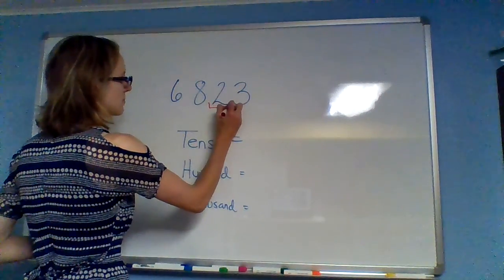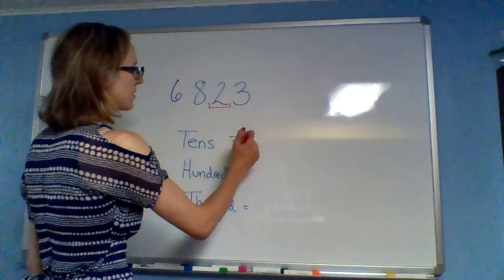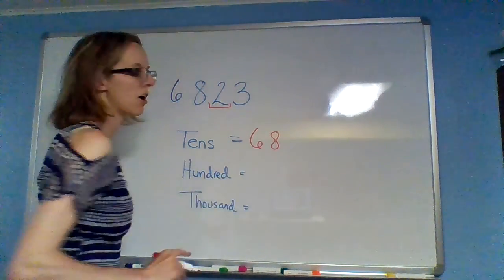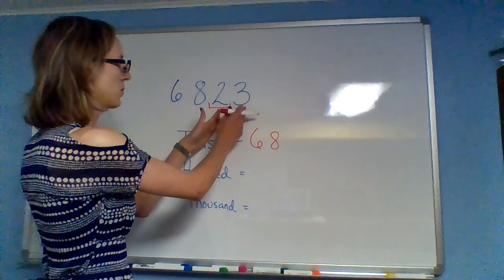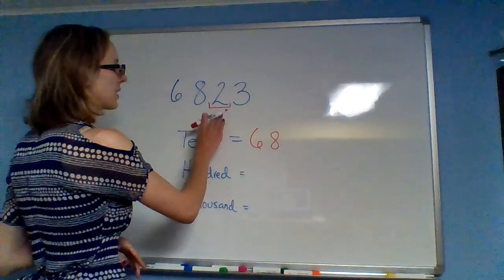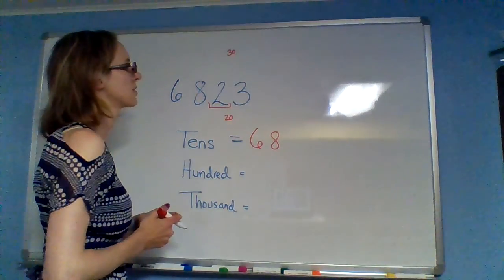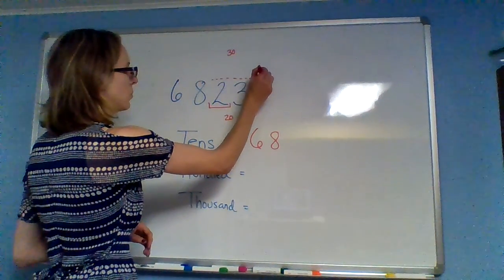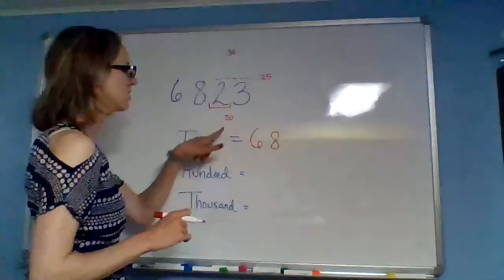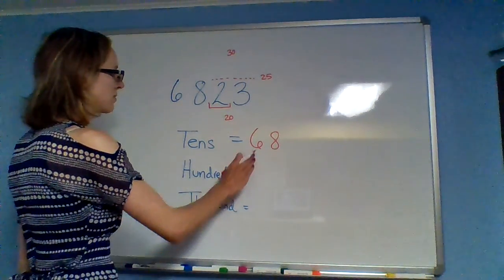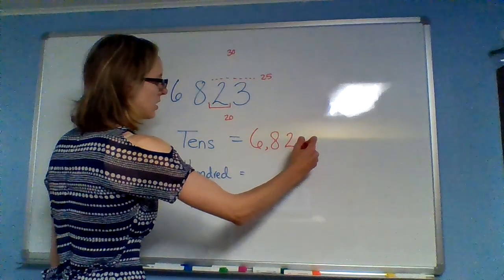When I'm looking at the 10 spot, I'm only considering what's to the right of that place. The 6 and the 8 are automatically going to stay. Those aren't going to change. I'm considering the 10 spot and the 1 spot. The decision that I'm trying to make is, is 23 closer to 20 or closer to 30? With my halfway point being 25, 23 is less than 25, so I would say that when I round to the 10 spot for this number, my answer is 6,820.